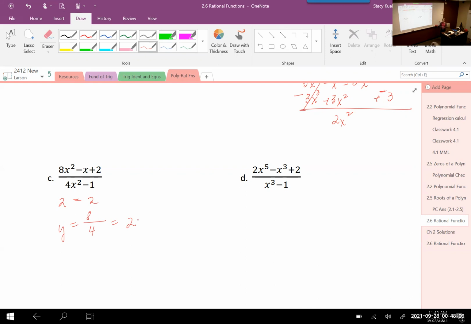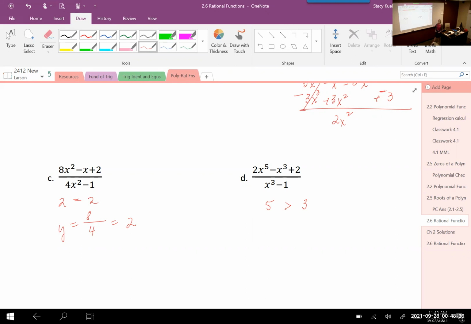That's what that one looks like. All right, the last one is 2x to the 5th minus x cubed plus 2, over x cubed minus 1. So the degree of the numerator is 5. The degree of the denominator is 3. 5 is greater than 3, but it's 2 more than 3, isn't it?